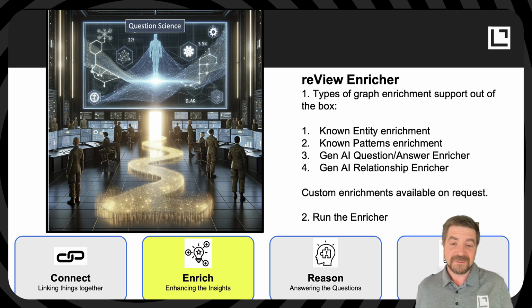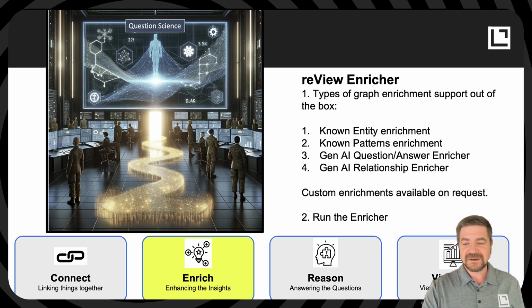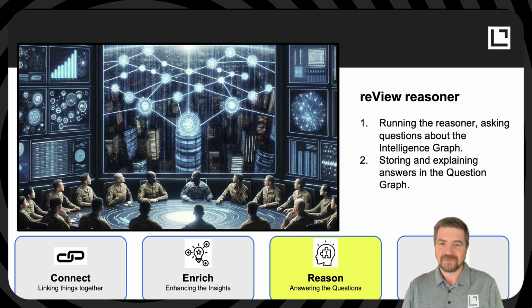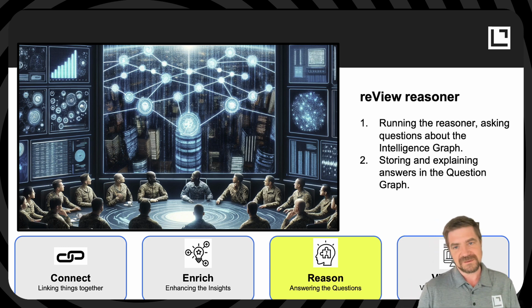But then basically what we do is we run the enricher, it enriches our data set, and at that point we can start reasoning. We can actually start asking questions about the data set. And the results are going to get stored in the intelligence graph. The questions themselves get stored in a separate knowledge graph, and there are a lot of reasons we do this, but at a high level, the main reason is explainability. When our AI comes up with an answer, we want to be able to explain how and why it came to that answer. If it's making a recommendation, it's extremely important to know why it made that recommendation.